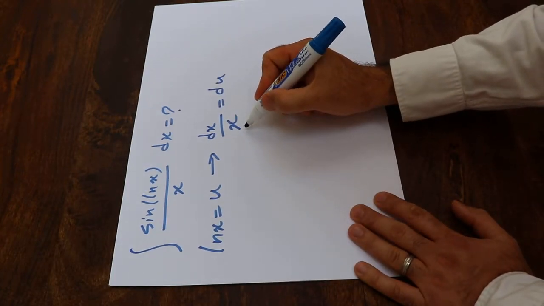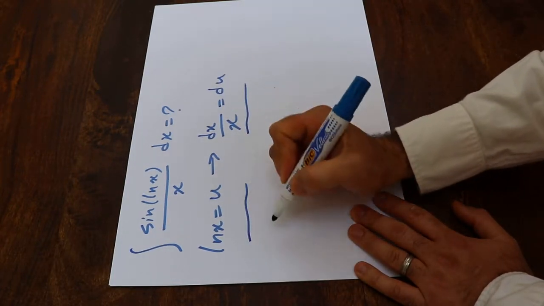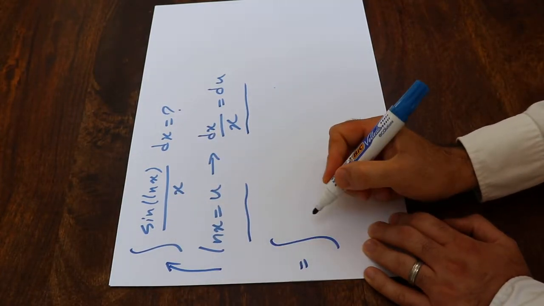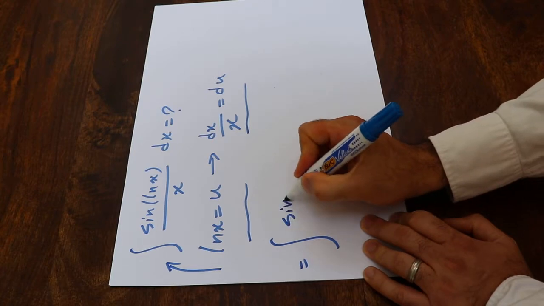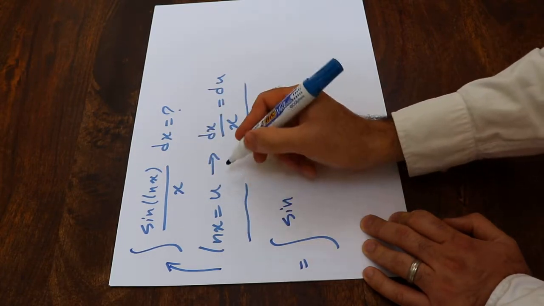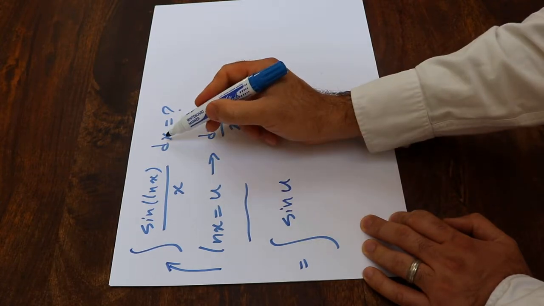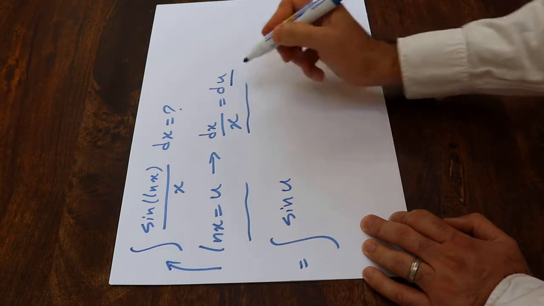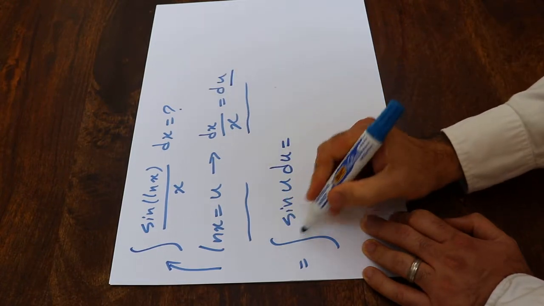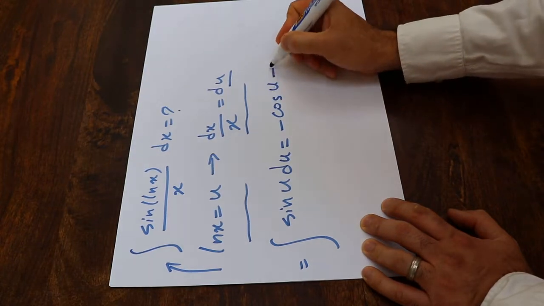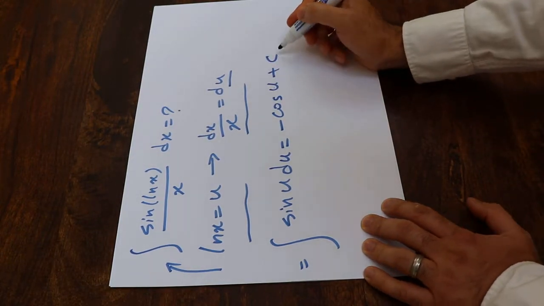So now all you need to do is substitute these two expressions into this integral and rewrite it. So you'll get the integral of sin(u), because instead of ln x I write u since ln x was defined as u, times instead of dx divided by x, I write du. And we know that the integral of sin u du is equal to minus cos u plus c, where c is the constant of the integral.